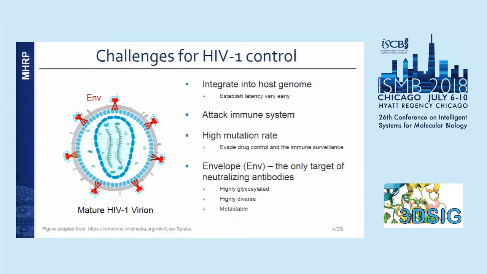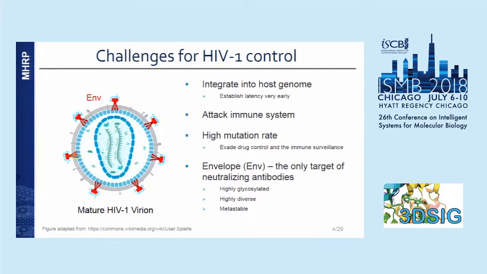It is very challenging to control HIV because the virus will integrate into the host genome and establish latency very, very early, maybe in a few days or shorter than that. And the virus is tailored to attack the immune system, and it has a very high mutation rate, which helps the virus to evade drug control and immune surveillance.